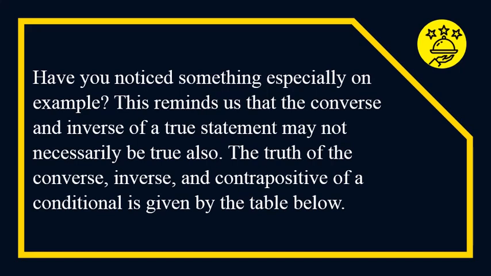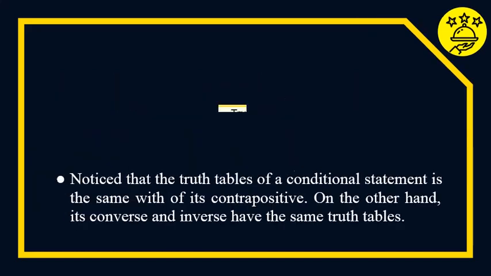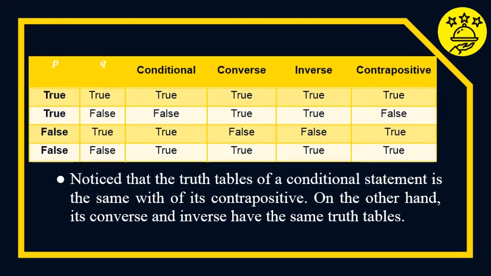This reminds us that the converse and the inverse of a true statement may not necessarily be true also. The truth of the converse, inverse, and contrapositive of a conditional statement is given by the table below. You have noticed that the truth table of the conditional statement is the same as that of its contrapositive. On the other hand, the converse and inverse have the same truth tables.